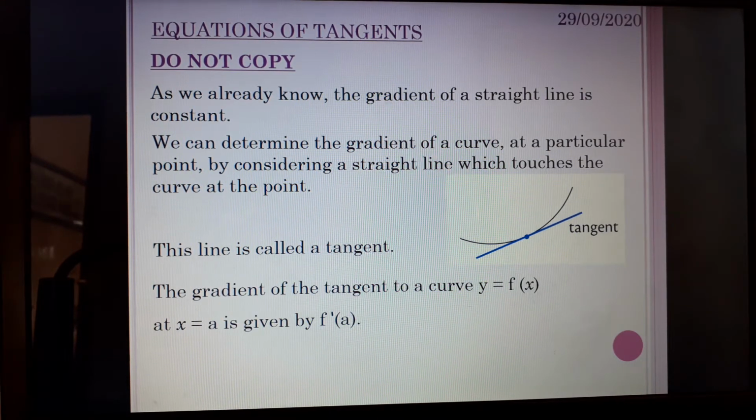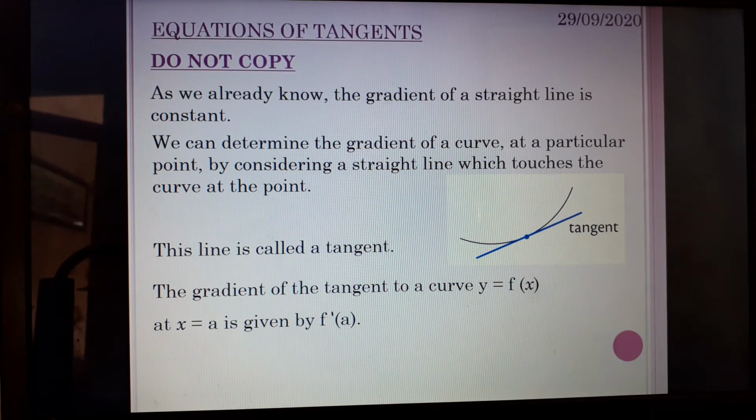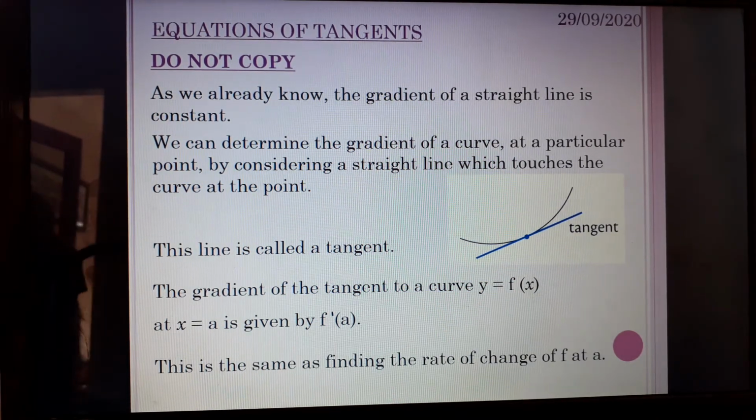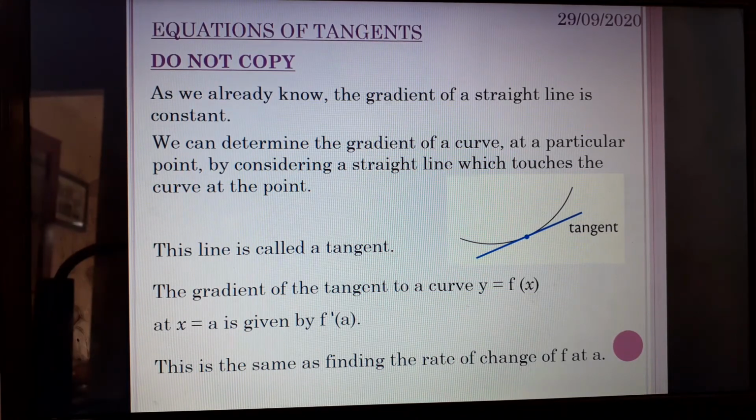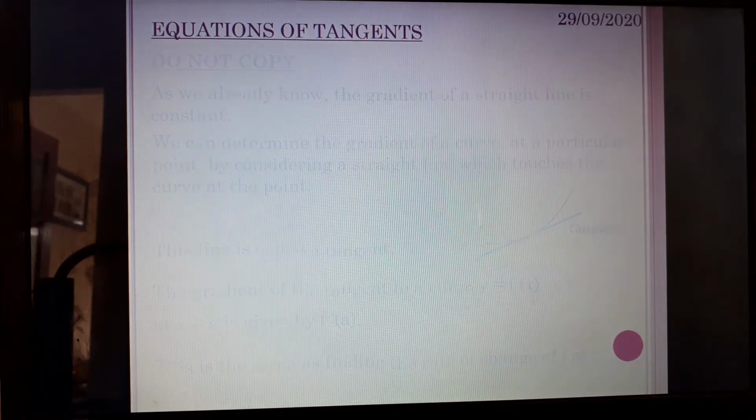Now we know that the gradient of the tangent to the curve y equals f of x at a particular given point, x equals a, for example, is given by f dashed of x, and then substitute in x equals a, which would then be f dashed of a. And it's exactly the same as finding the rate of change of f at a.